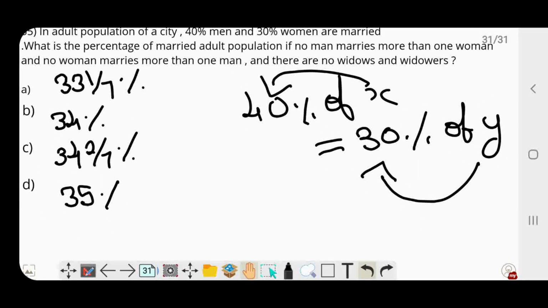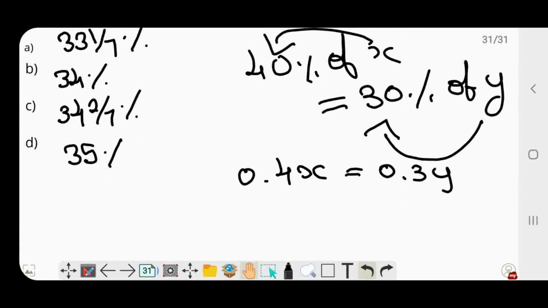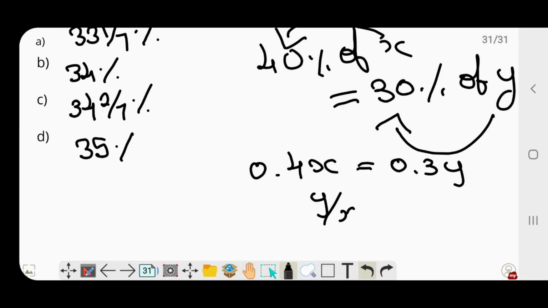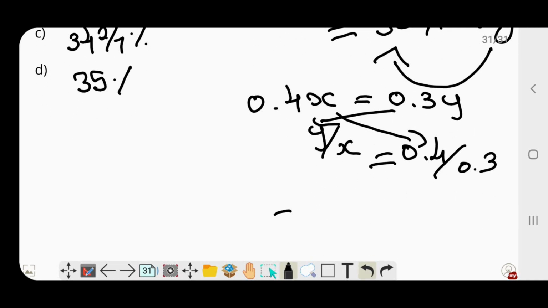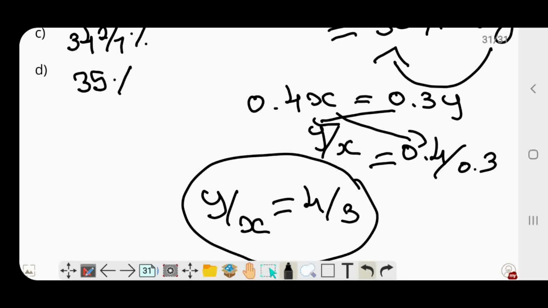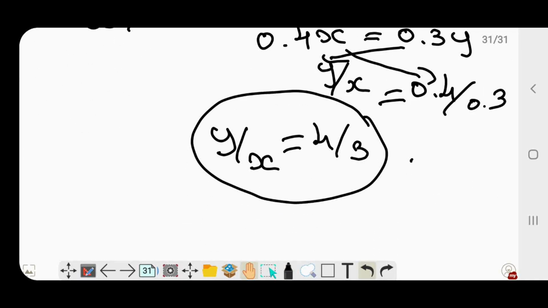So if I work this out in an equation, then I get 0.4x is equal to 0.3y. With y by x coming here and 0.3 going there, y by x is equal to 0.4 by 0.3, which is nothing but 4 by 3. So we get y by x is equal to 4 by 3. Okay, so what is the total population then? The total population is x plus y.